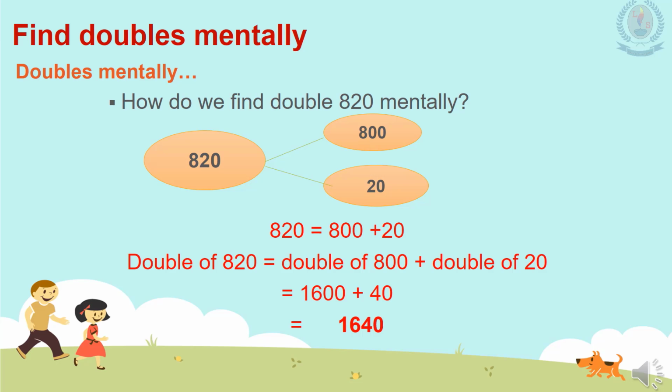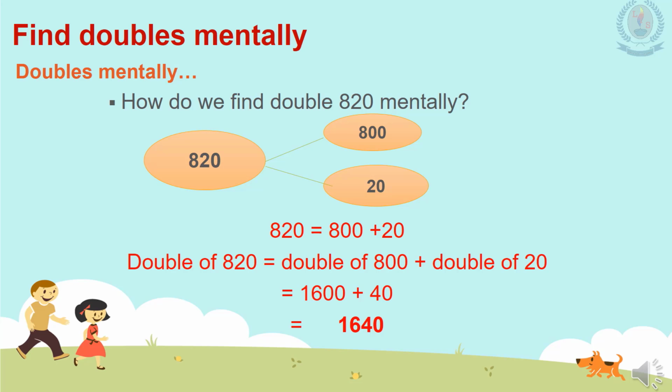My dear students, now we are moving to find doubles mentally. First, read the example given. How do we find double 820 mentally? As we did earlier for finding halves mentally, here also we have to regroup the number into hundreds and tens to find doubles mentally. Next, we double the hundreds and then double the tens. Finally, add these two results.